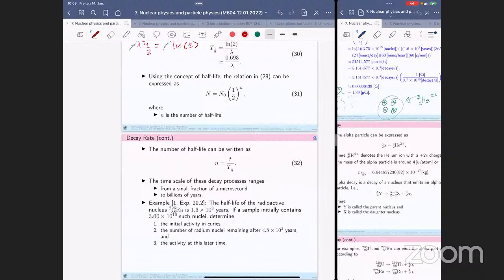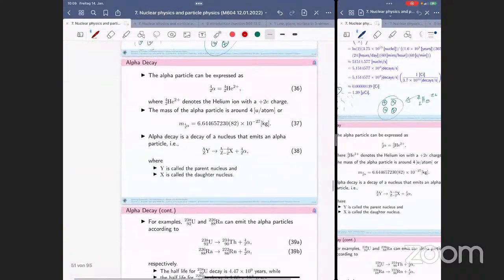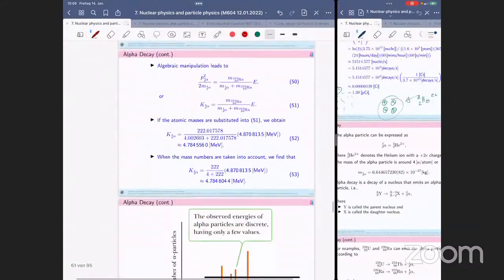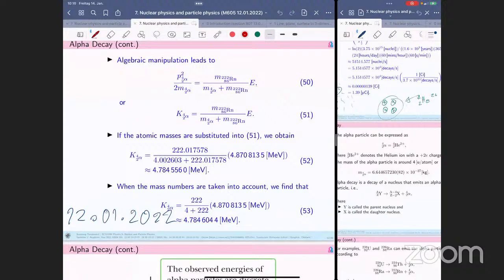Okay, now is the section for M605. In here is the work for M604, and we finished at this one. Now it's time for M605, right?